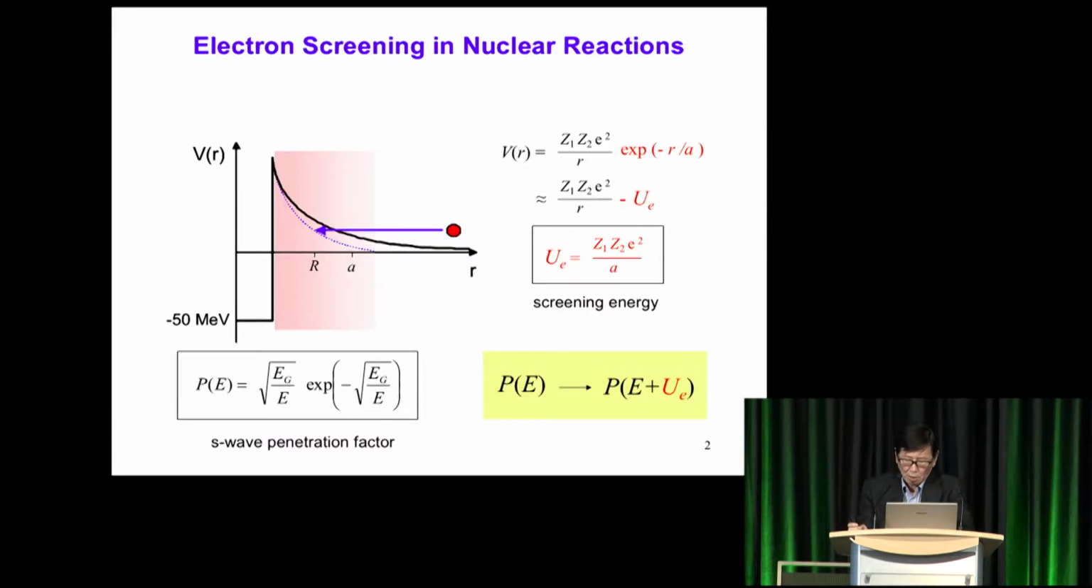So this is a simple explanation of the screening effect. In the figure, you see an interaction potential between an incident particle and a target nucleus. When both of them are positively charged, they repel each other, of course. The bare potential is described in this figure with a black solid line, and its formula is described by black letters in the equation.